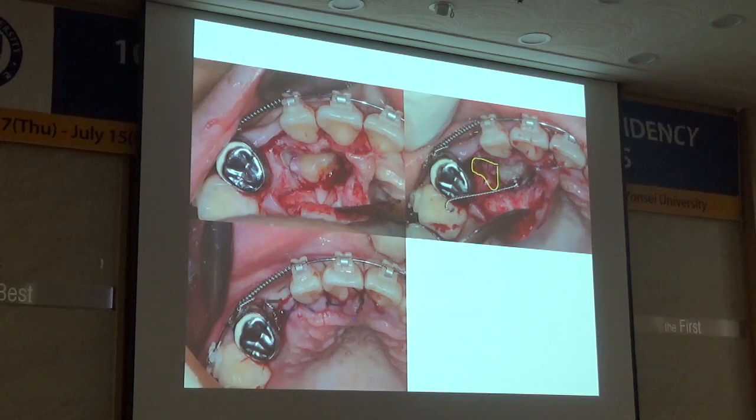I made some additional thing like this one. But when we remove this kind of thing, we should not touch the adjacent teeth. So at least I preserve 2 millimeters of space at the adjacent teeth to prevent the bone eruption or the black triangle around the adjacent teeth.